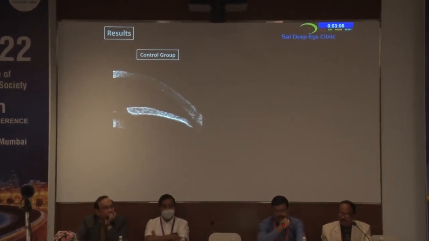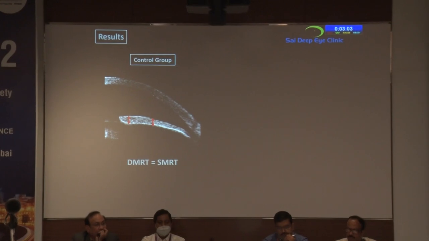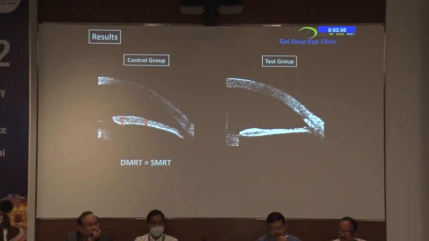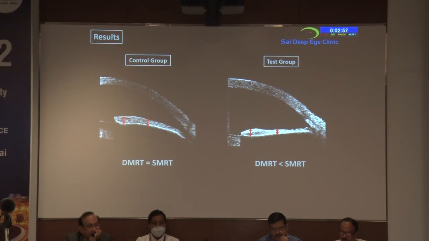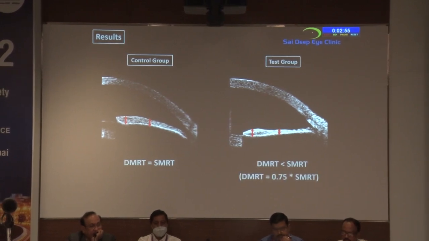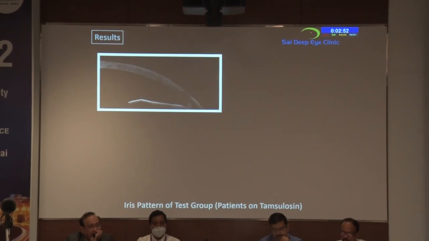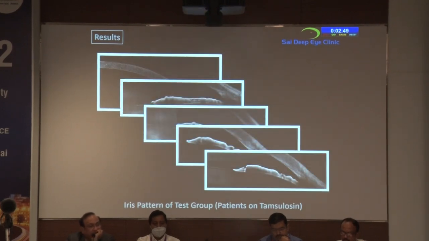So what were the results of our study? There was no difference in the age between the two groups. Now, here comes the interesting fact. The dilator muscle region thickness in the test group was markedly reduced as compared to the control group. The sphincter muscle region thickness was similar in both groups. It was not significant. Therefore, there was an altered DMRT versus SMRT ratio. Here I'm showing an example. In the control group, the DMRT and the SMRT are almost of similar thickness, whereas in the test group, the dilator muscle region thickness is markedly lesser than the sphincter muscle region thickness. These are similar photos of multiple patients.